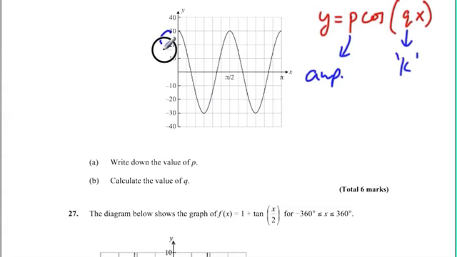So you can see that the amplitude is pretty much like here. This is halfway, right? So the amplitude, that was p, is really equal to 30. We don't even need to do calculations. We can just see it from the graph. Now calculate the value of q.